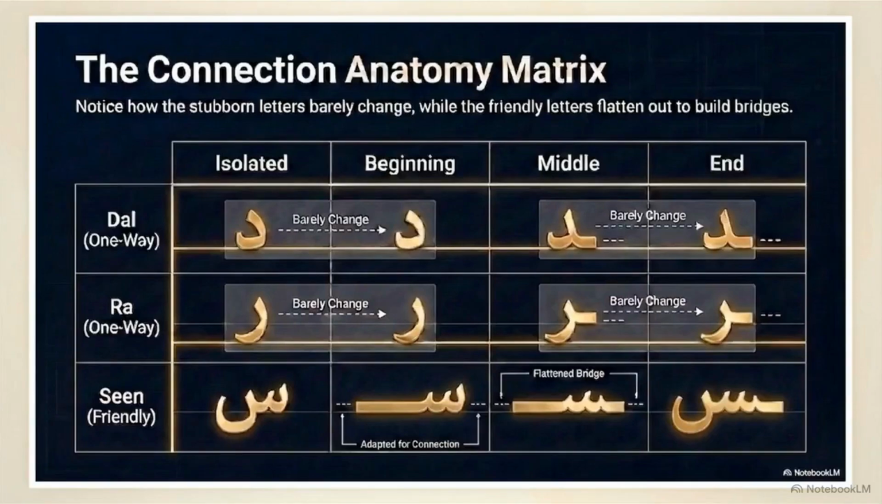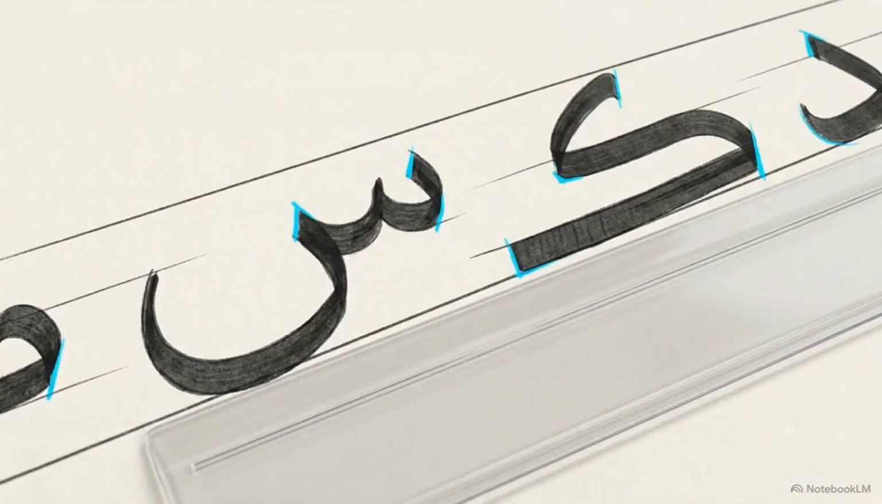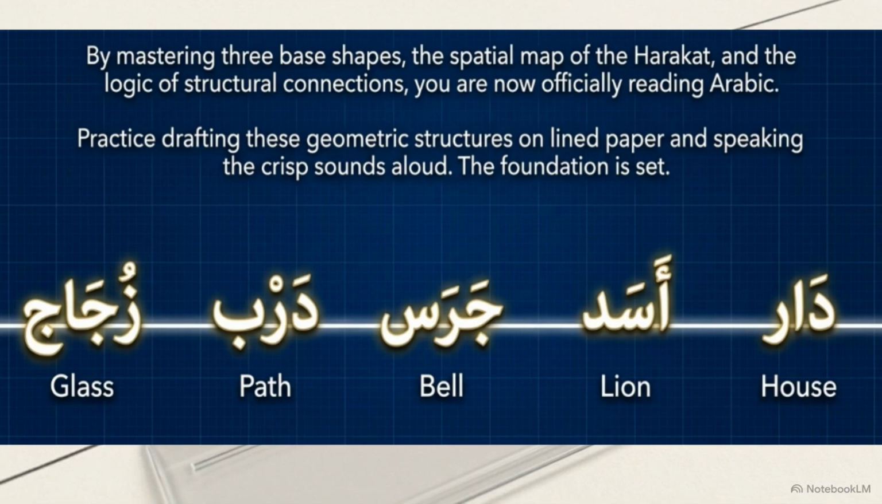Notice how the stubborn letters barely change across different positions, while the friendly letters flatten out to build bridges. Take a screenshot of this. I want you to practice drafting these geometric structures on lined paper while speaking the harakat sounds out loud.